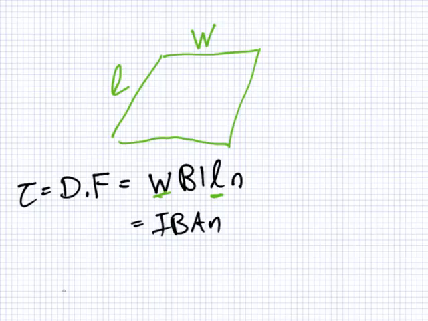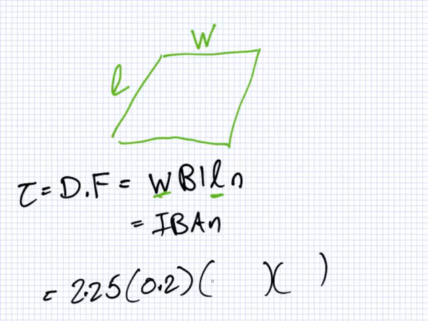So here, what's the I, please? 2.25. The B? 0.2. The A, well, what's the two sides? 0.01. Oh, not enough that. 15.4 times 10 to the minus 2. 9.6 times 10 to the minus 2. And then the N?